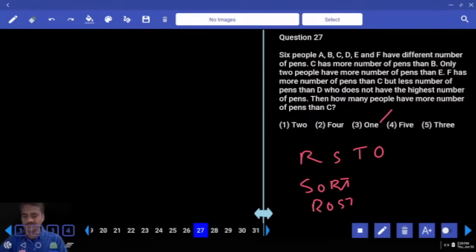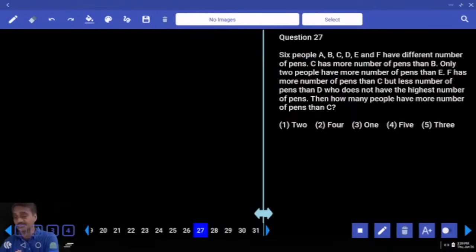Then 27 onwards. What is there in this 27? Now it comes under comparison. Now 6 people have different numbers of pens with them. Now 6 persons were there. They have different numbers of pens along with them. Then only one question is given under this one.